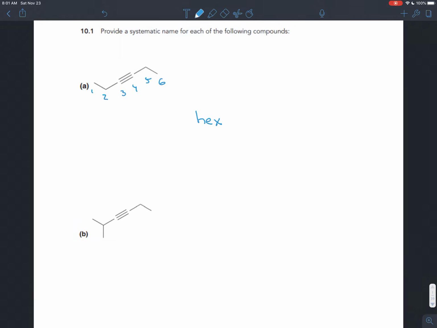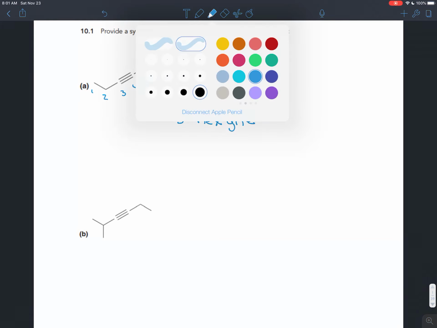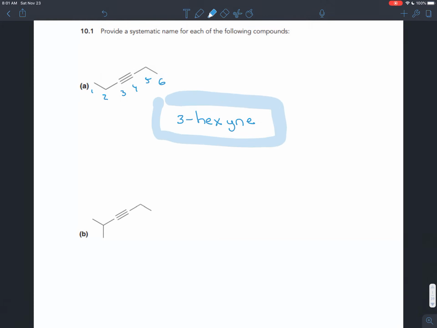But we have hex, we have at least one triple bond, and so the infix is yn, and we only have hydrogen and carbon in this molecule, so the suffix is e, hexyne. Now, the name for this is not just hexyne, we have to say where the triple bond starts. It starts at carbon number 3, so it's 3-hexyne. That would be the name for that molecule.